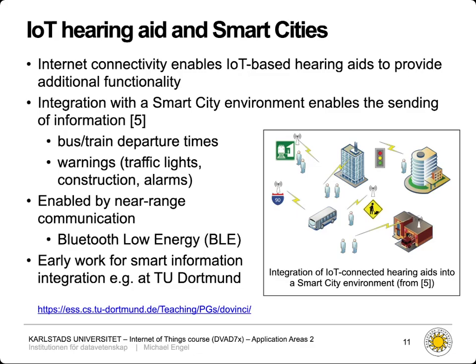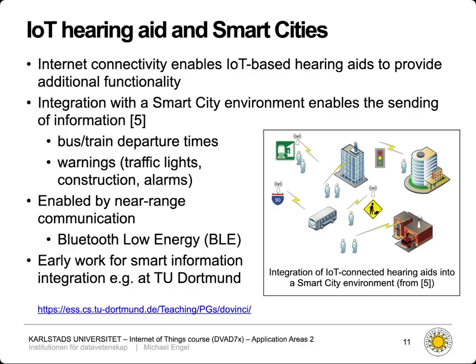So the interesting thing when it comes to IoT is as soon as you have some sort of wireless or internet connectivity in your hearing aid, you can use it for more functionality. So especially combined with a smart city environment, IoT hearing aids can be quite interesting. So what can you do? You can send information. For example, if you stand at a bus stop, then you could have the next departure times of the upcoming buses automatically transmitted to your hearing aid. The same, of course, in a train station or whenever you require some sort of information.